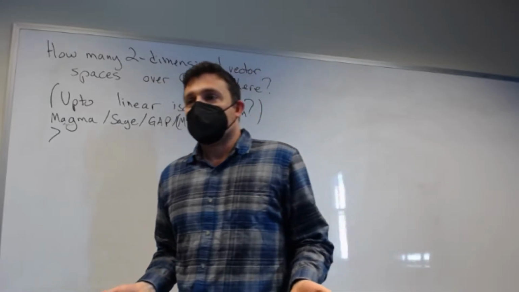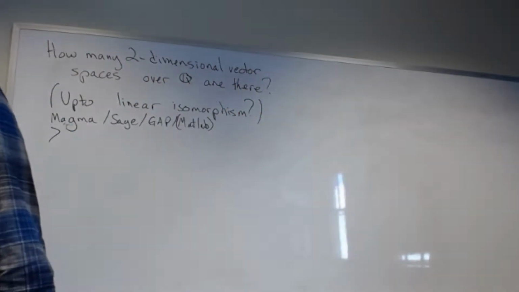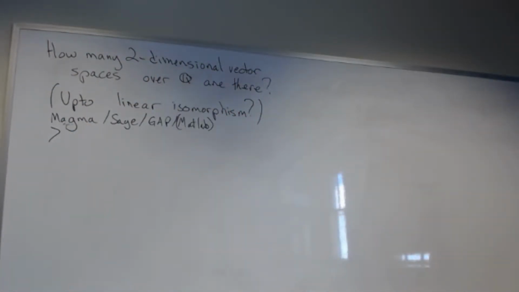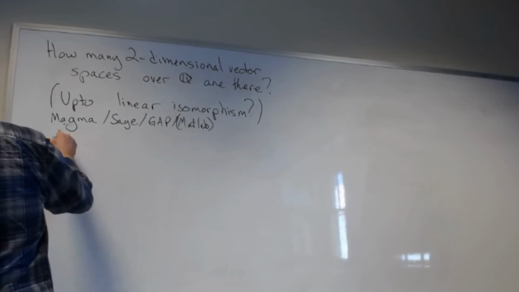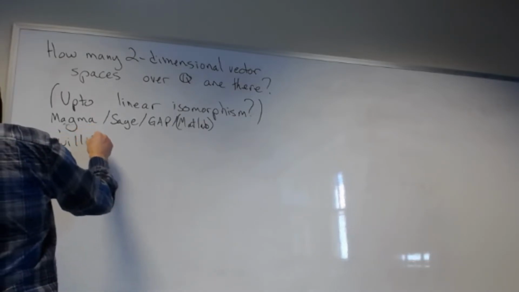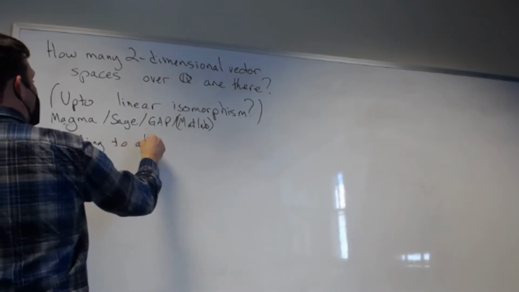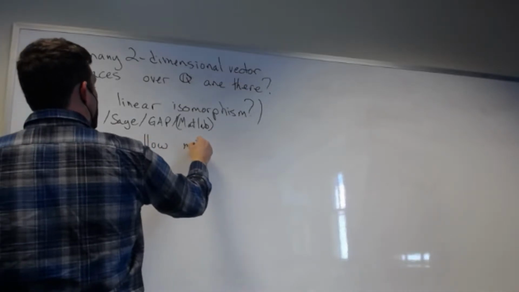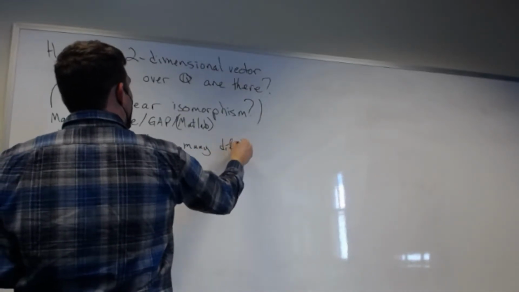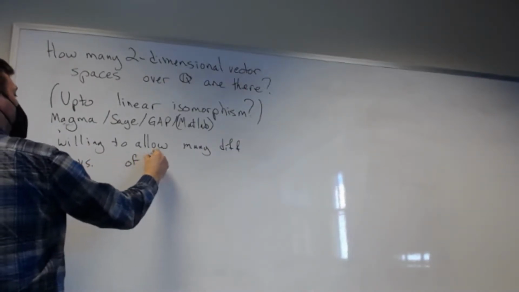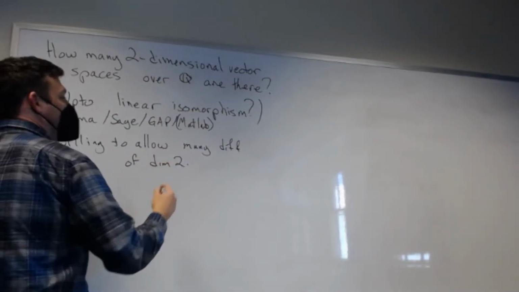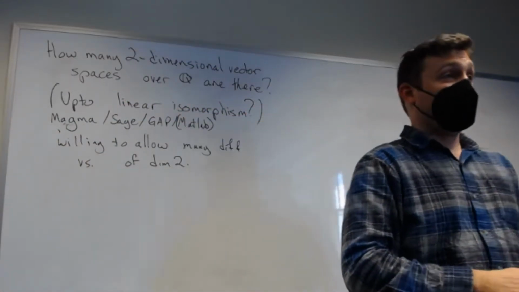Let's just stop and describe how we're going to create a vector space, okay? To create a vector space, what do I need to do? What's the data? These guys are willing to allow many different vector spaces of dimension 2. Okay, I want to try to convince you of that.